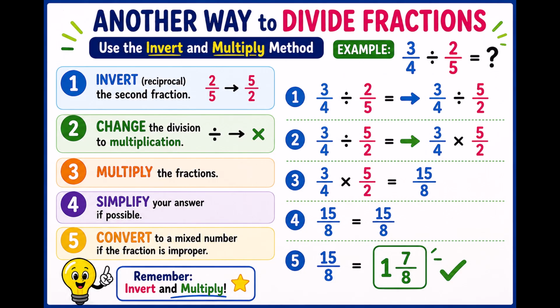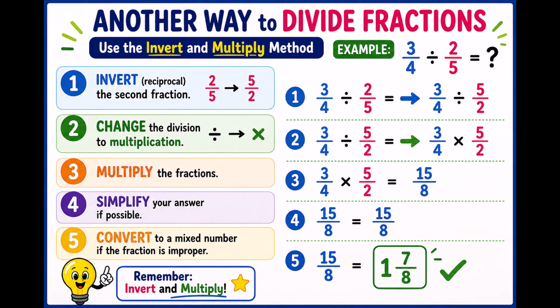Let's use the example 3/4 divided by 2/5. Invert the second fraction. To invert a fraction means to turn it upside down. 2/5 becomes 5/2. The first fraction stays the same. Remember, invert, reciprocal. Just flip it, okay? So 2/5 becomes 5/2. The first fraction stays the same. Now we have 3/4 divided by 5/2.